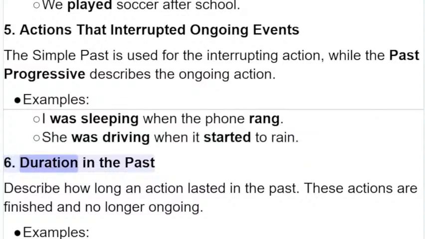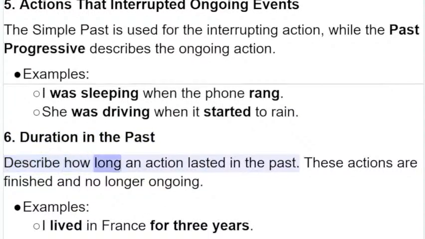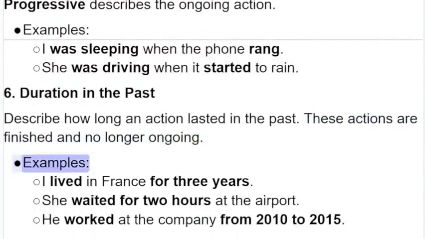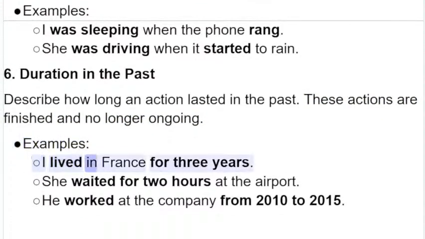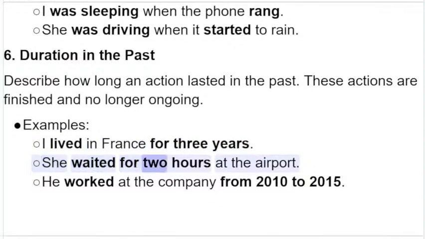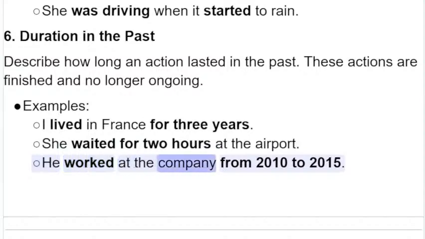6. Duration in the past. Describe how long an action lasted in the past. These actions are finished and no longer ongoing. Examples: I lived in France for 3 years. She waited for 2 hours at the airport. He worked at the company from 2010 to 2015.